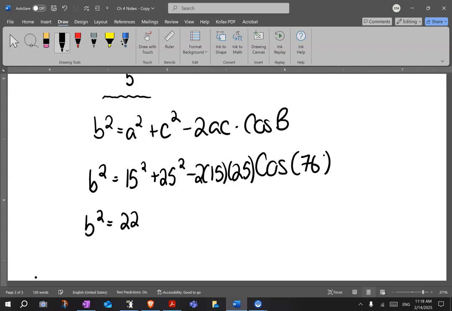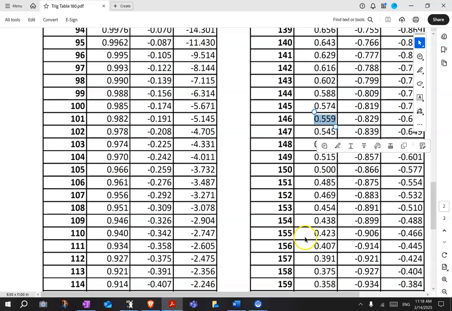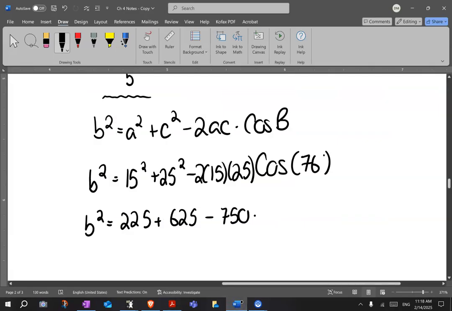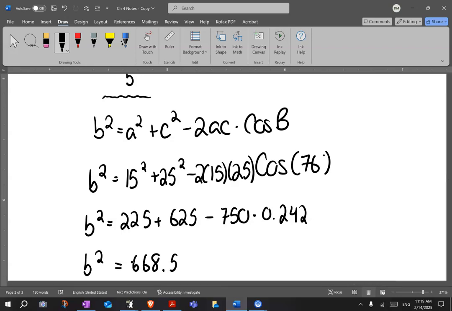So, I don't know what this is. Is that 225? Is this 625? Minus, no idea what that is. So I'll just punch that in, and 750 times cos of 76. You could use a calculator, but I'm just going to use the chart. 76, and I have to do cosine. That's up here. 242. So there's only one option, which is nice. Just 242. And then I'm going to multiply all this together in my calculator and add it and see what I get. 668.5, and then I got to square root that.